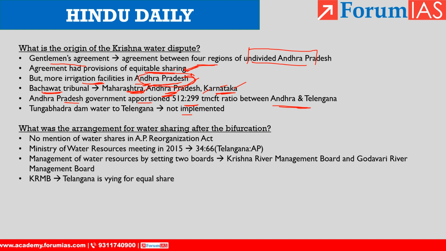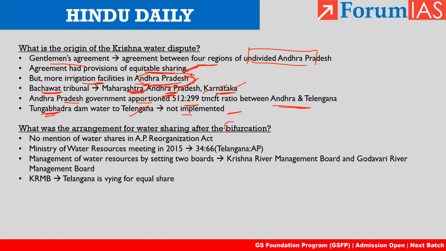Okay, and moreover, one of the tributaries of the Krishna River, that is the Tungabhadra, and the dam water of Tungabhadra was to go to Telangana. But this particular provision was not implemented, and this led to discontent in the Telangana region. So, after the bifurcation, what happened to this arrangement?